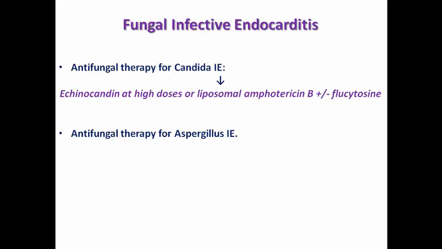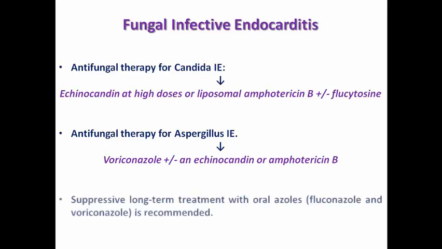But if I suspect Aspergillus, in this case I can use voriconazole plus or minus an echinocandin or amphotericin B. Of course, you should tell the laboratory that you suspect fungal endocarditis in order to arrange for fungal culture and detect the specific fungus. But sometimes you can predict from the setting. For example, in patients who are IV addicts, I can suspect which type of fungus is causing this infection, and we are going to speak about this later. And of course, most of those patients need suppressive long-term treatment with oral azoles like fluconazole and voriconazole.